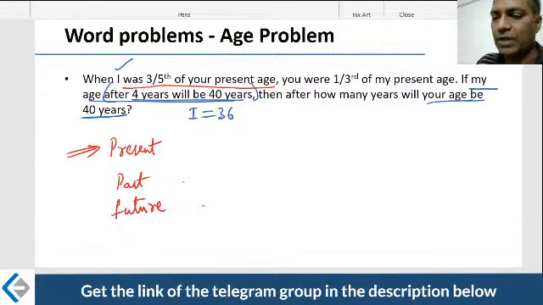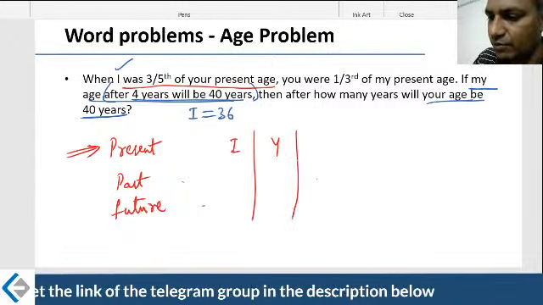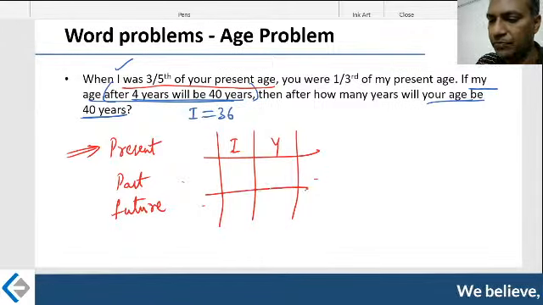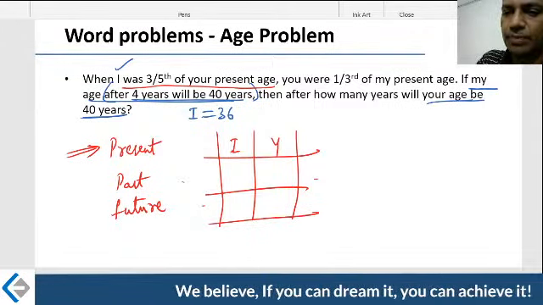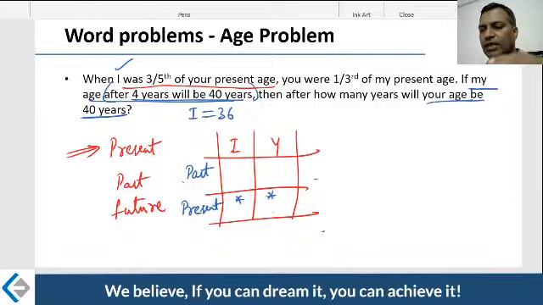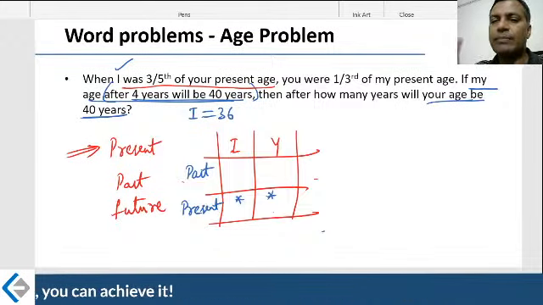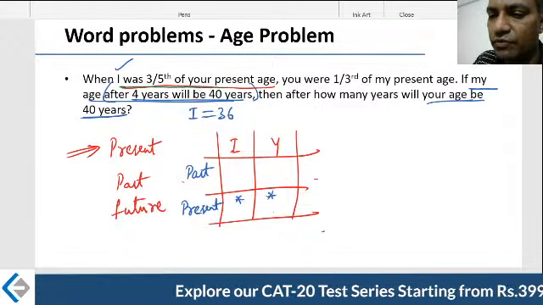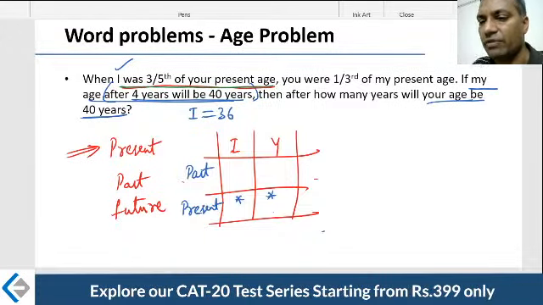What I meant, let's go here. So let me make a simple matrix. There is I versus you. I is making a statement to you and you is listening to his statements. Let me take it like this: present versus past. This happened already, this is past. This is present. Whatever assumptions you want to make, you better make them in these cells. Always make the assumptions in present so that solving becomes a little easier for us. Now he was saying that when I was 3/5 of your present age.